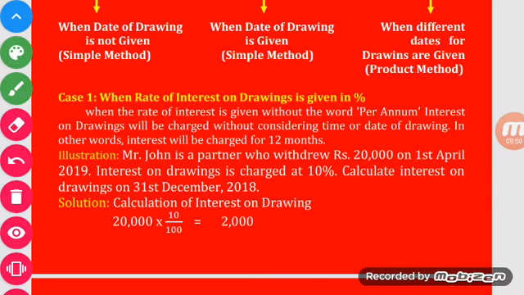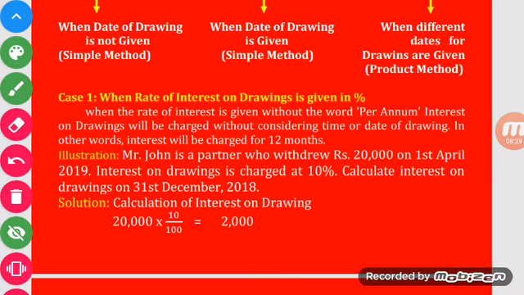Example, Mr. John is a partner who withdrew rupees 20,000 on 1st April 2019. Interest on drawing is charged at 10%. Note the point: the words "per annum" are not given with the percentage rate, only the percentage rate is given. Calculate interest on drawing on 31st December 2018.